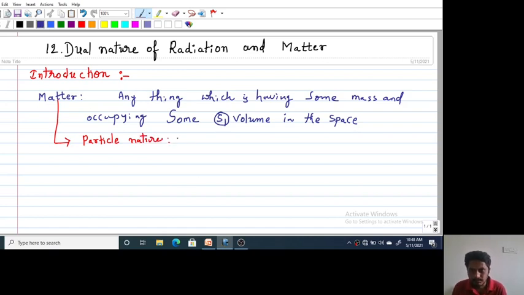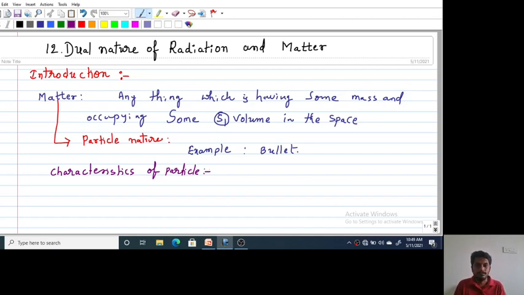Okay, so example. We can take any example, a bullet. When a bullet is fired from a gun, in mechanics, the motion of most bodies is taken as particles. Most of the bodies which are in motion are considered as particles. So first we have to know what are the characteristics of particle.